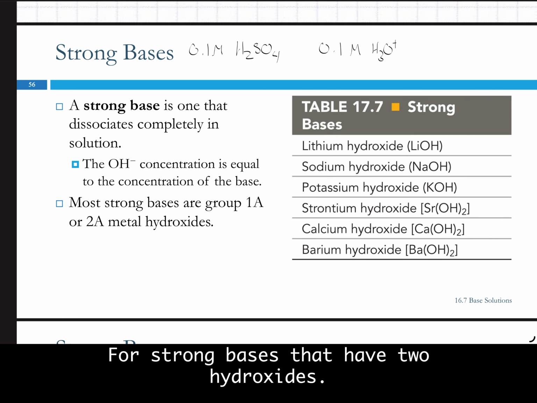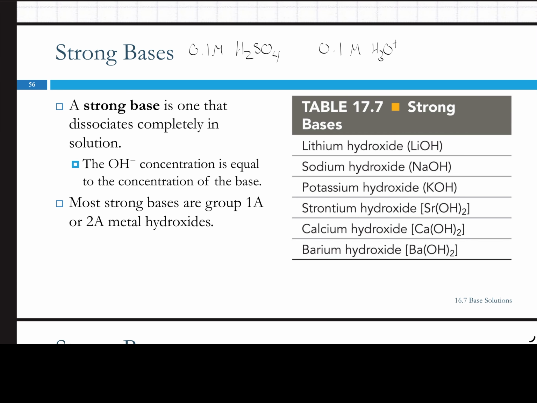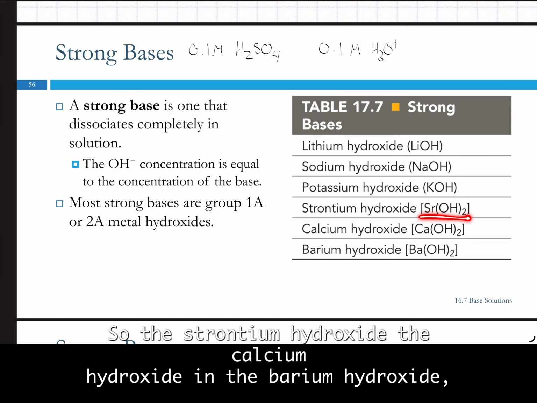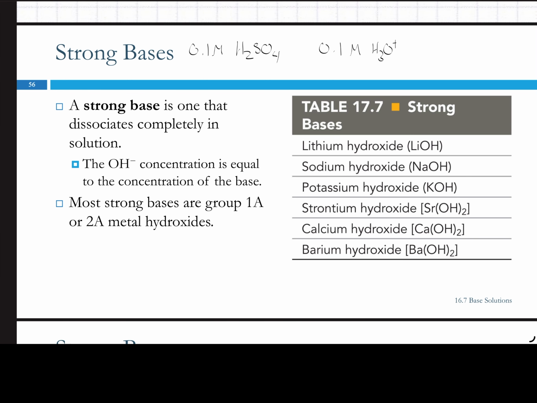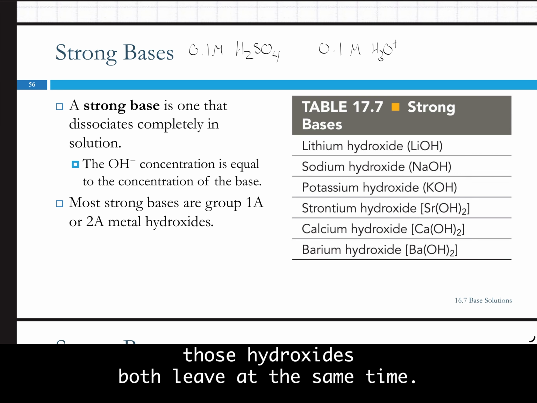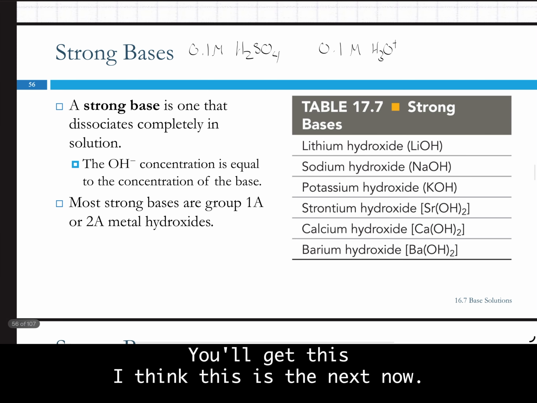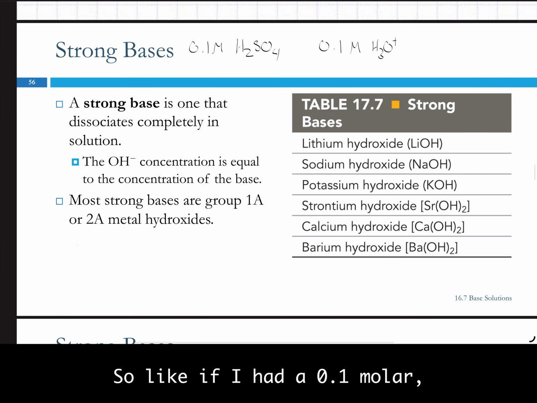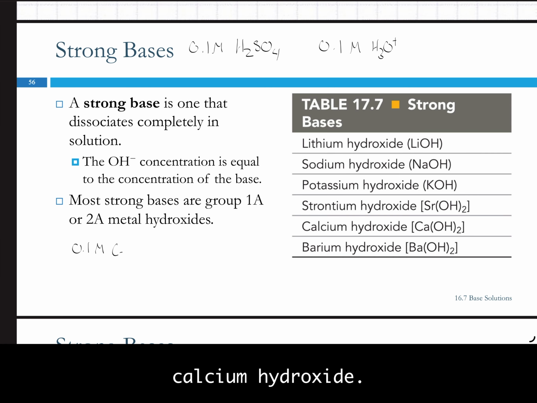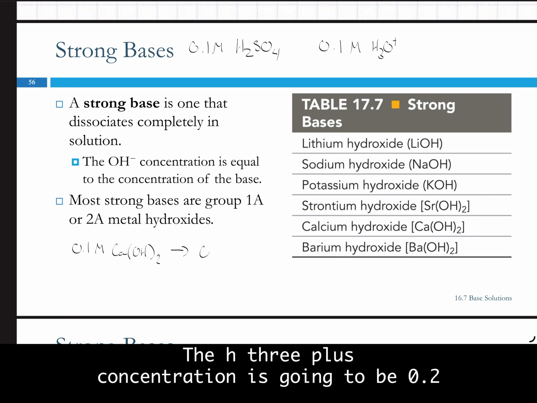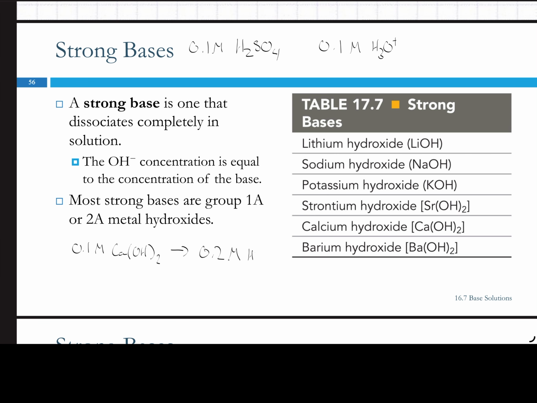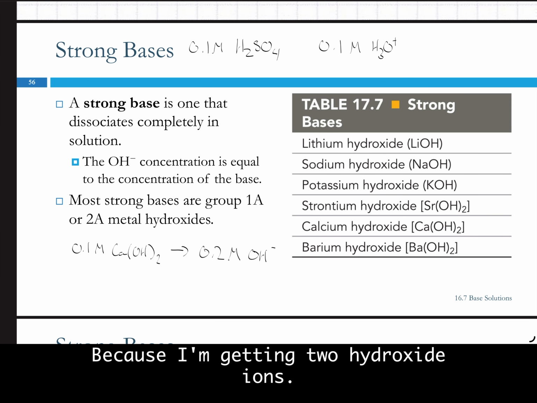For strong bases that have two hydroxides, so the strontium hydroxide, the calcium hydroxide, and the barium hydroxide, those hydroxides both leave at the same time. So like if I had a 0.1 molar calcium hydroxide, the OH minus concentration is going to be 0.2, because I'm getting two hydroxide ions.